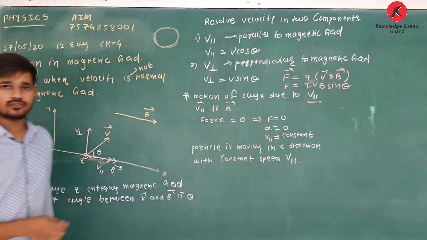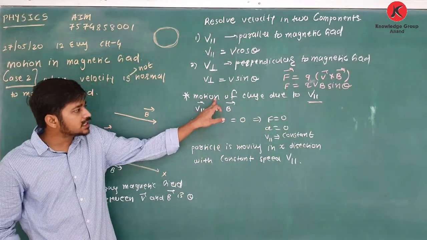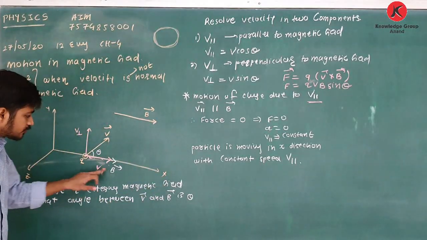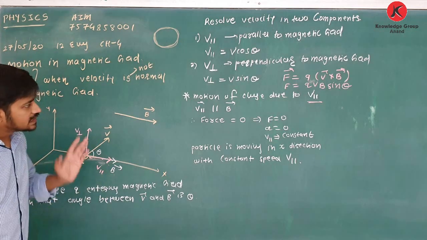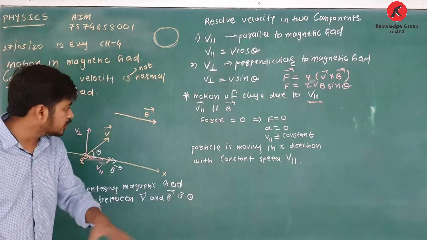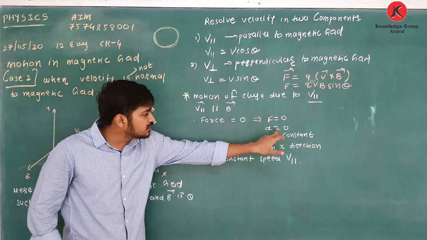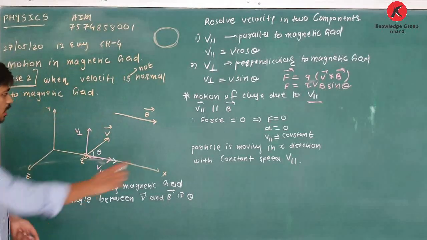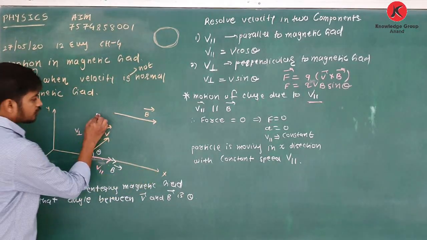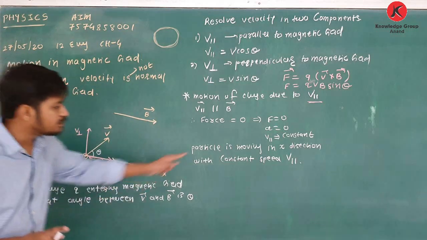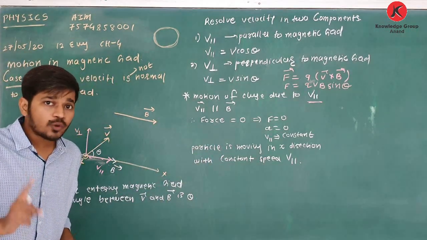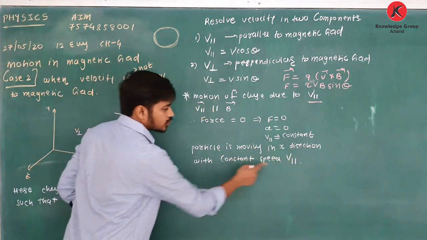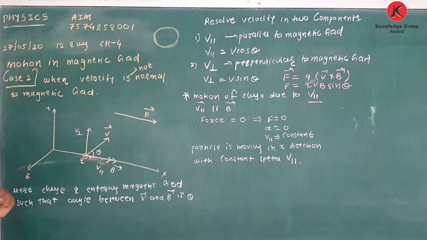Clear about this? Again, motion of charge due to parallel component of velocity. The parallel component of velocity and magnetic field are in the same direction, then the cross product will be 0, then force is equal to 0. Force 0 means acceleration 0, means velocity is constant. It means the object is moving in this direction with constant velocity V parallel. Clear? So what is one motion? One motion is the particle moving in x direction with constant speed V parallel.